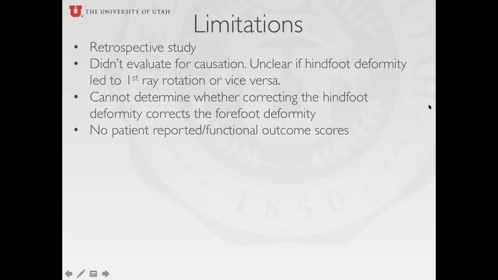So limitations: this is a retrospective study. We also didn't evaluate for causation, so it's unclear if the hindfoot deformity leads to the first ray rotation or vice versa. We also can't determine whether correcting the hindfoot deformity corrects the forefoot deformity. And again, we did not obtain any patient-reported or functional outcome scores as a part of this study.